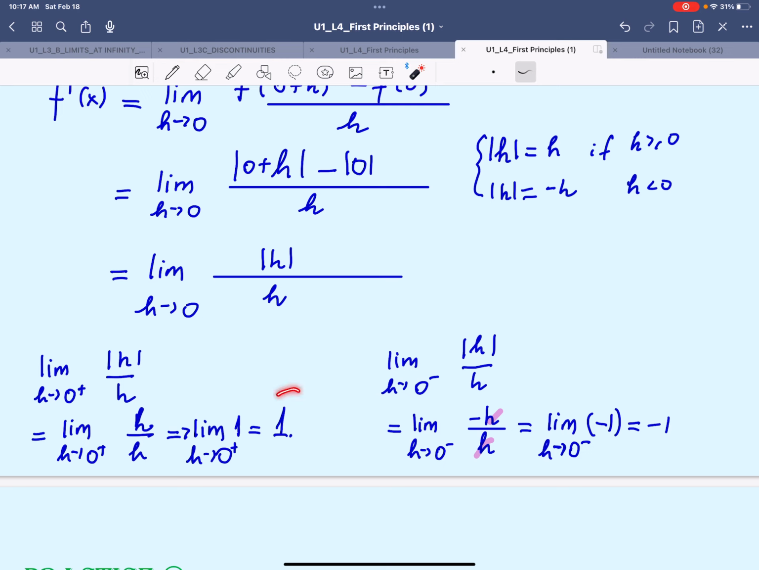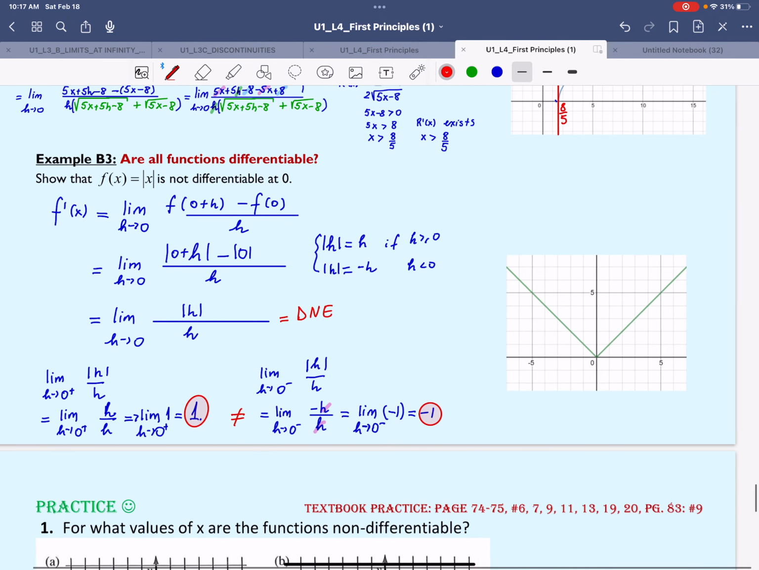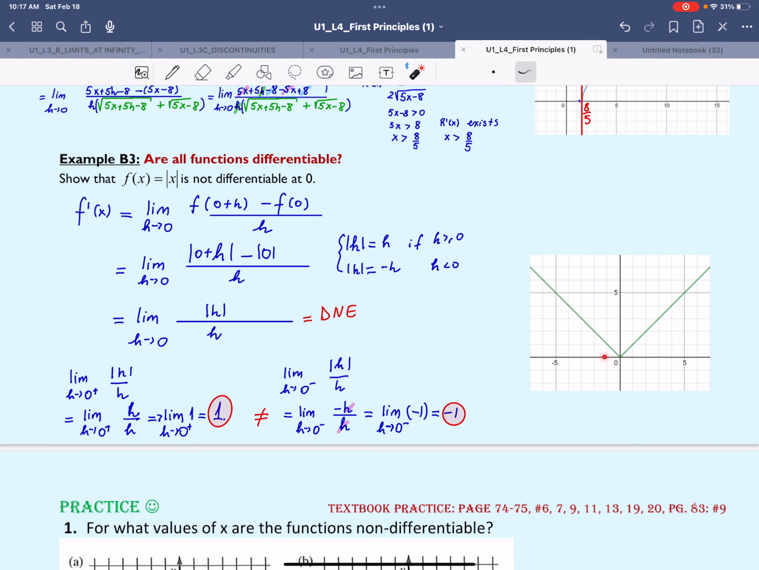And as you can see, the limit on the left-hand side is different than the limit on the right-hand side of h, which means that these two limits are different, left and right are different, which means that the limit at h equals 0 doesn't exist because the limits don't agree. And we have mentioned this before. We've said that if the limit on the left and the right don't agree, that means the limit doesn't exist, which means, because this is the limit that helped us find f prime, which means f prime doesn't exist.